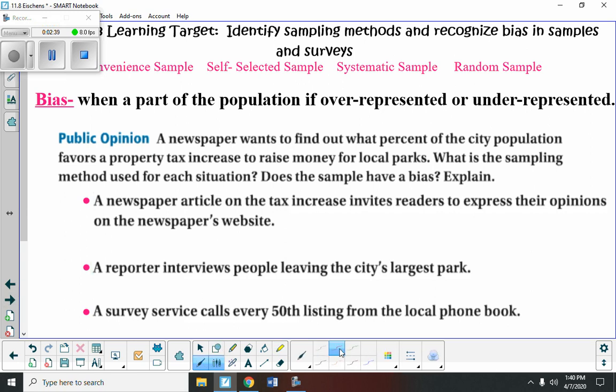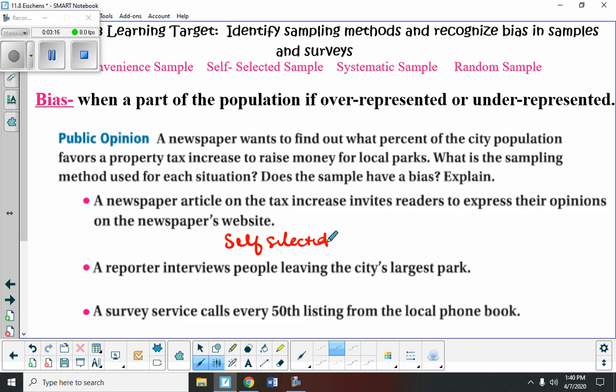So, in the first example, a newspaper article on the tax increase invites readers to express their opinions on the newspaper's website. Well, it says, what kind of sample is it? That would be a self-selected, because people can decide if they want to be part of it. And does it have a bias? It's probably not real. Not everybody reads the actual newspaper website, so it may be biased in that some people wouldn't have the opportunity to give feedback on it. So there would be some sort of bias in that way. But that doesn't have a lot of bias in it.